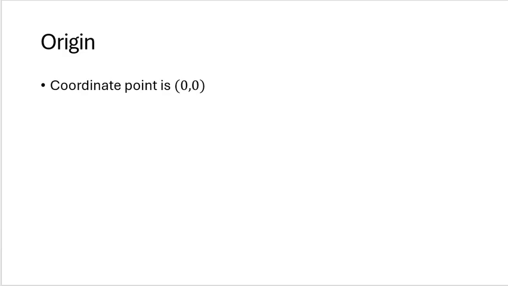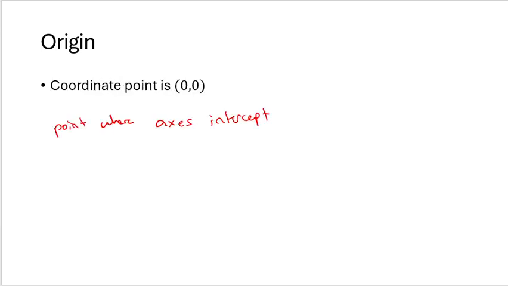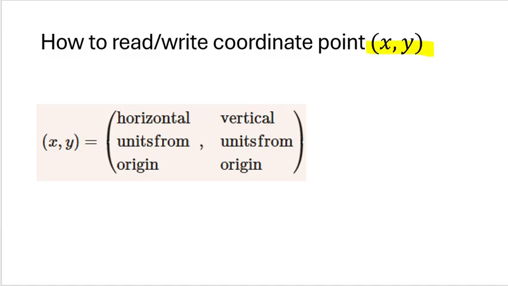Now, origin is basically the beginning of everything. It's pretty much the point where the two axes intersect. So if you have a look up here, I'm just going to highlight it in a different color. This green that I've got right there, that point where the two lines intersect each other, that's what we call the origin. So you read it as 0, 0. So just remember that.